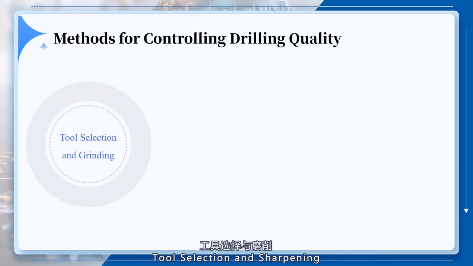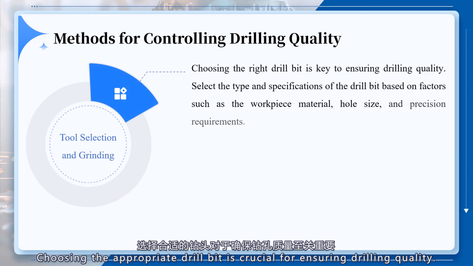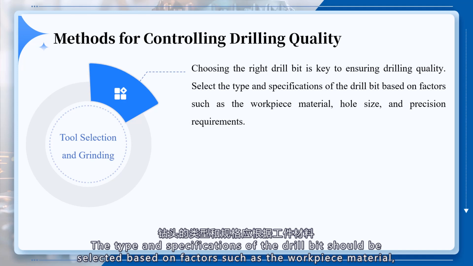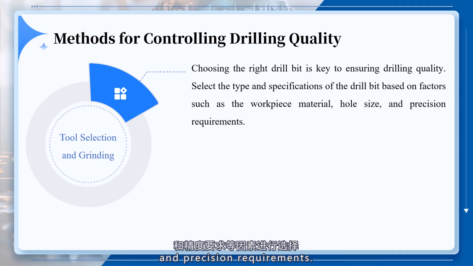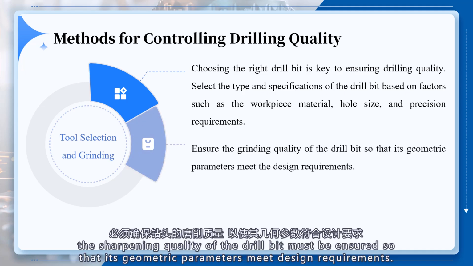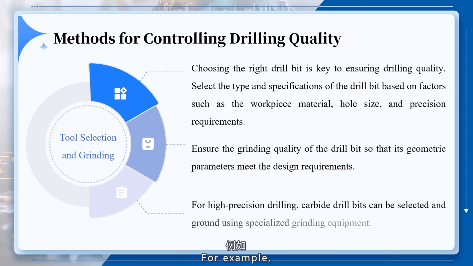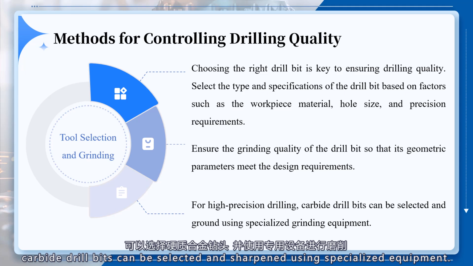Tool selection and sharpening. Choosing the appropriate drill bit is crucial for ensuring drilling quality. The type and specifications of the drill bit should be selected based on factors such as the workpiece material, hole size, and precision requirements. Additionally, the sharpening quality of the drill bit must be ensured so that its geometric parameters meet design requirements. For example, for high-precision drilling operations, carbide drill bits can be selected and sharpened using specialized equipment.